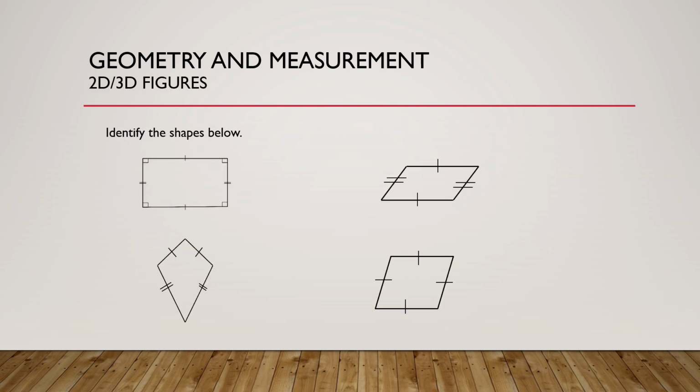Identify the shapes below. A rectangle is a 4-sided shape that has 4 right angles and equal opposite sides. The parallelogram is a 4-sided shape with equal opposite sides, and by definition, the opposite sides will be parallel. A kite is a 4-sided shape with adjoining equal sides. A rhombus is a 4-sided shape where all 4 sides are of equal length.